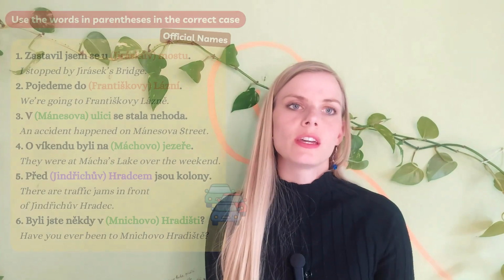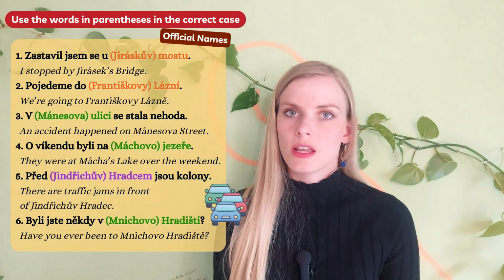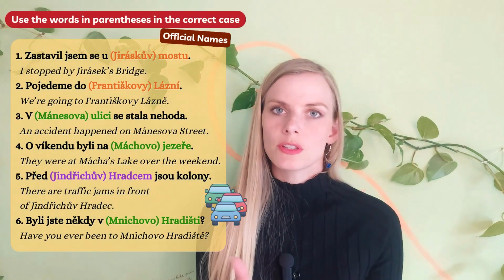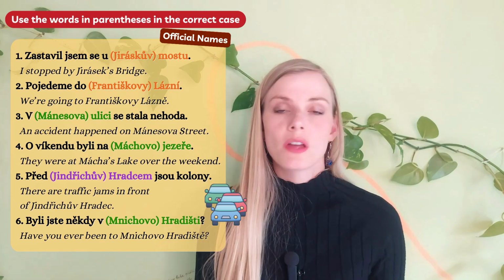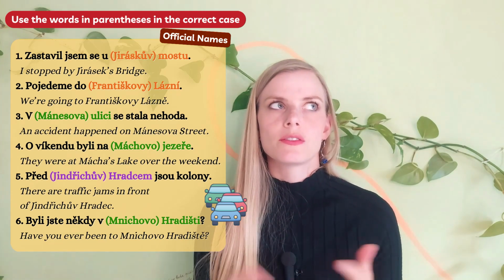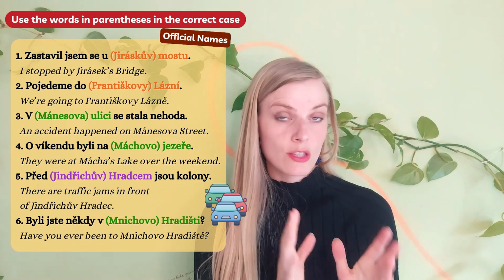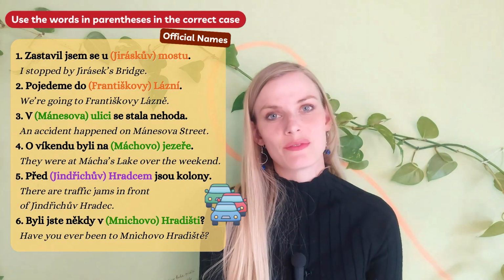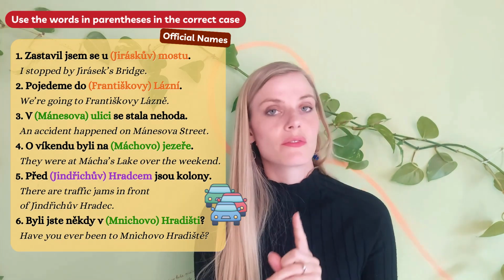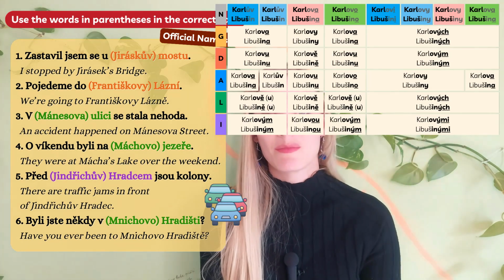And now it's time for 2 exercises to practice these forms. Our first exercise contains official names. These are names of places. Your task is very easy. You don't have to worry about the different cases of nouns, just these special possessive adjectives. Pause the video. Feel free to take a look at these tables.